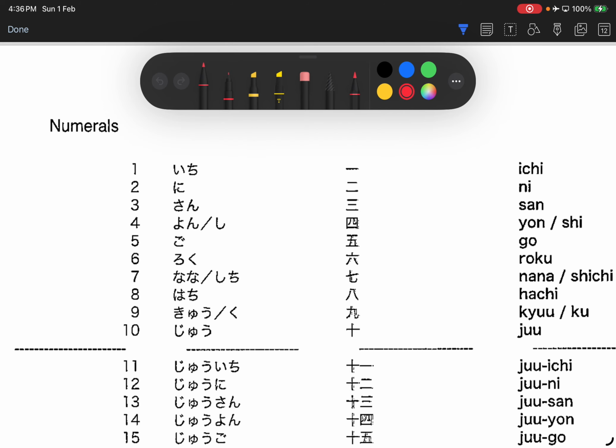For example, the hours and minutes we use different counting systems. The months and the days we use different counting systems. We'll talk about that when we get there.